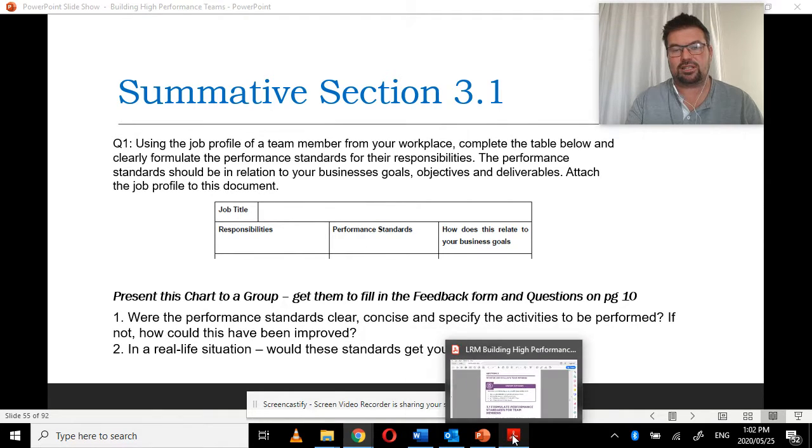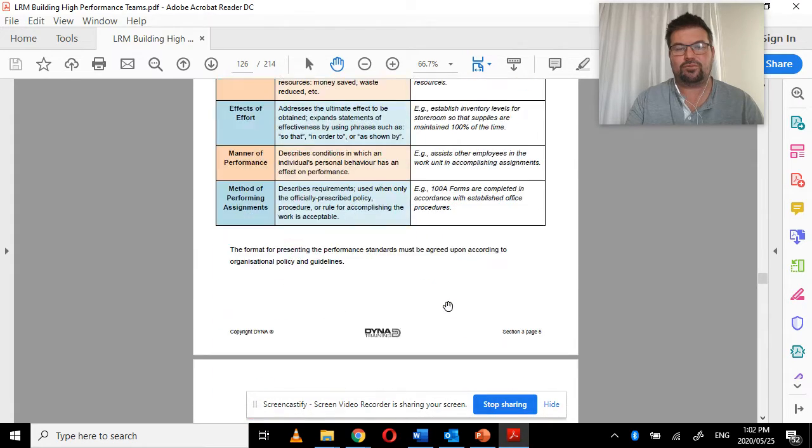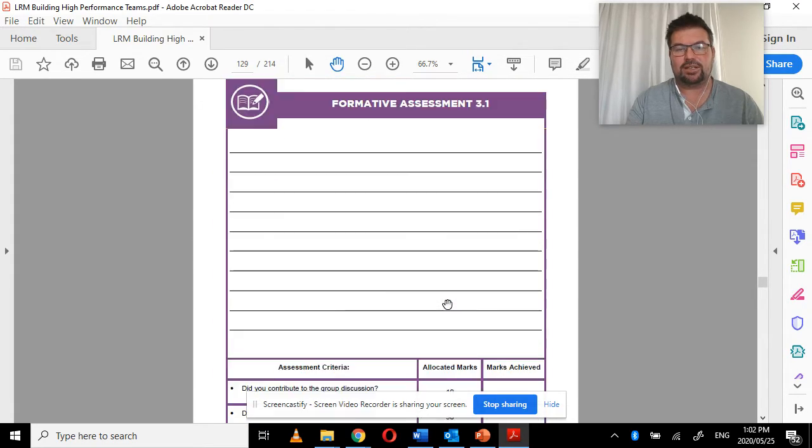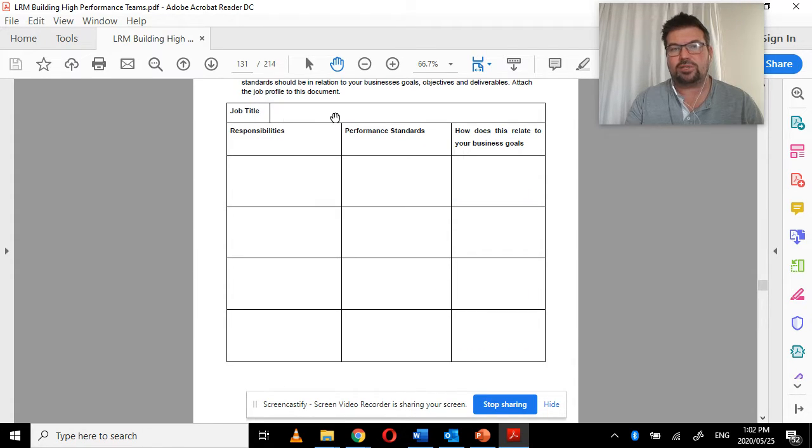So let's take a look at this table. Okay, so we can get to summative assessment and you'll see that there is a table over there. So you put in the job title. What is that person's job title? What are their responsibilities? What are their performance standards? And how does it relate to your business goals?